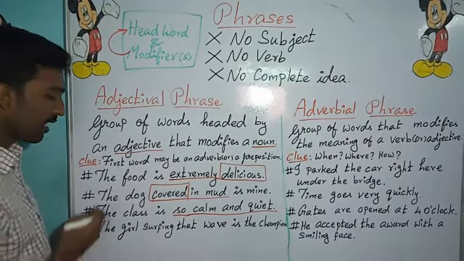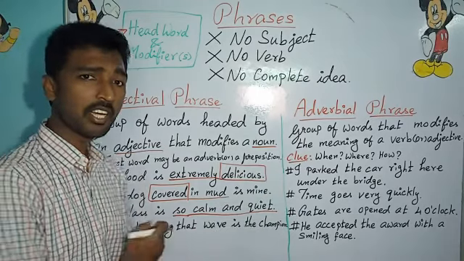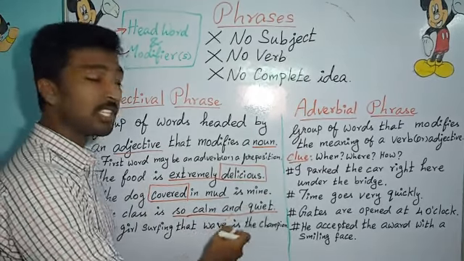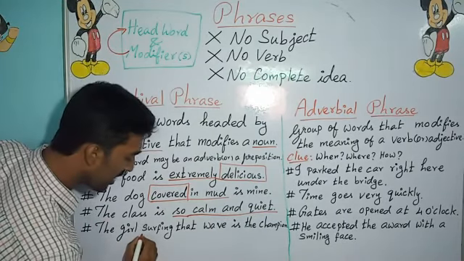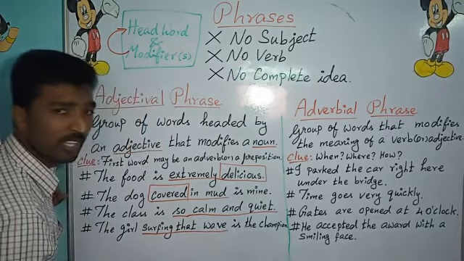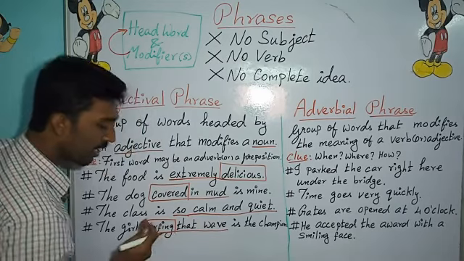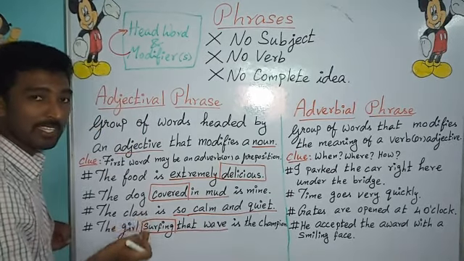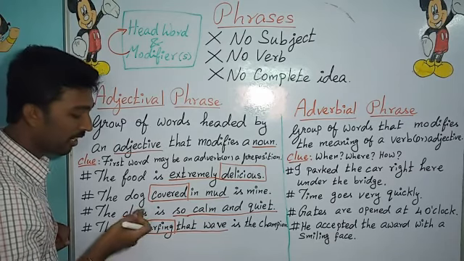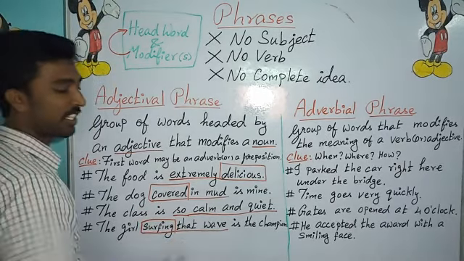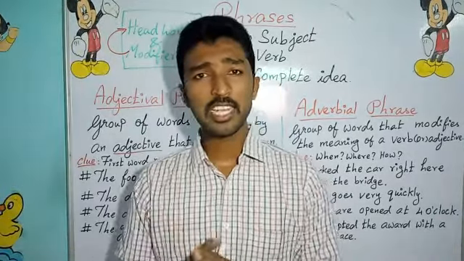The last sentence, the girl surfing that wave is the champion. The adjectival phrase here is surfing that wave. The head word adjective is surfing. It's a present participle word. It acts as an adjective here. It speaks about the girl. Surfing that wave is the champion. And let's move to the next one.